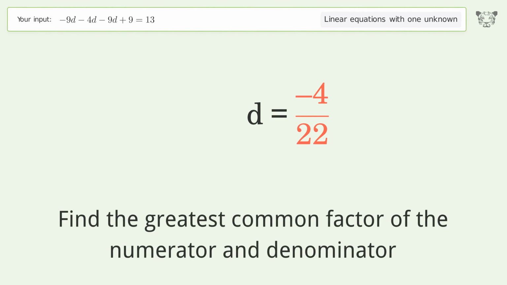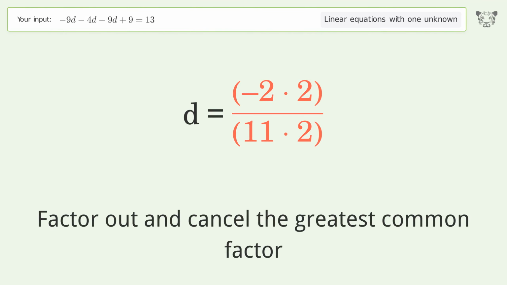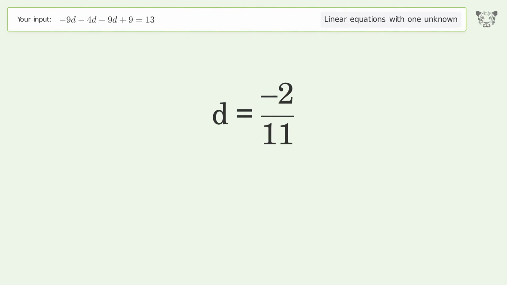Find the greatest common factor of the numerator and denominator. Factor out and cancel the greatest common factor. And so the final result is d equals negative 2 over 11.